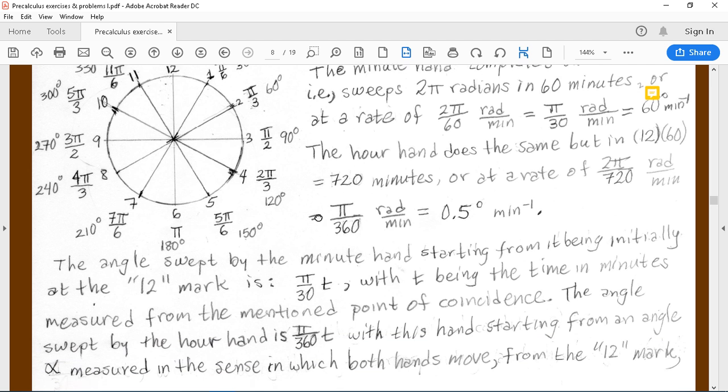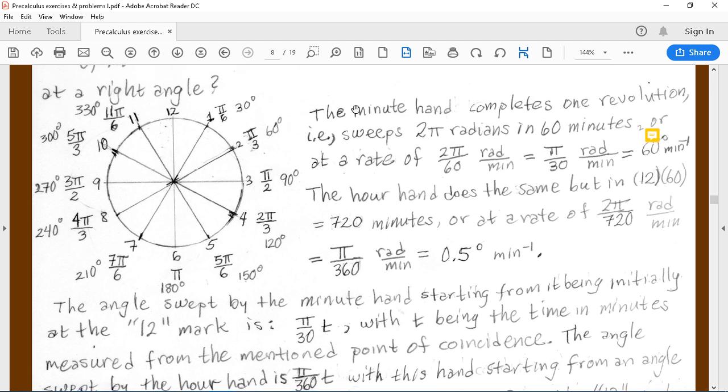Okay, so the minute hand completes one revolution, or 2 pi radians, in 60 minutes. That means that it moves at an angular rate of 2 pi/60 radians per minute, which is pi/30 radians per minute, which is 6 degrees per minute.